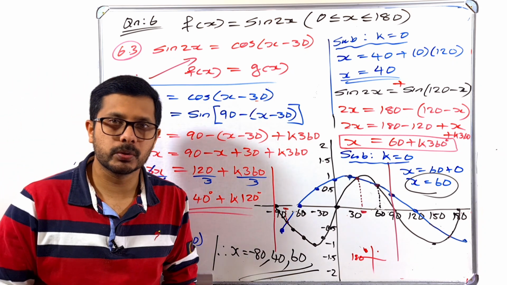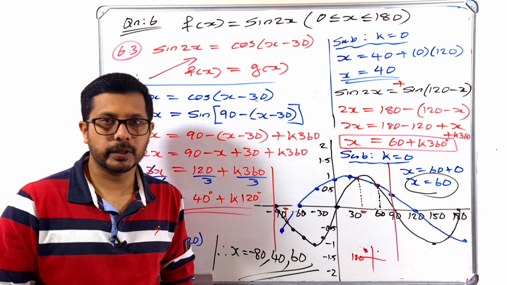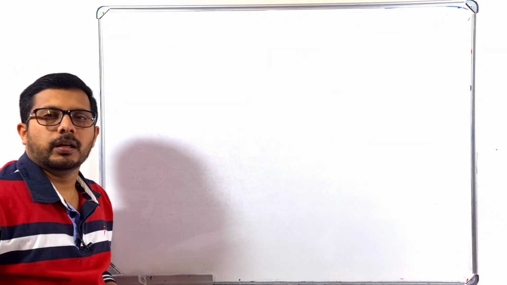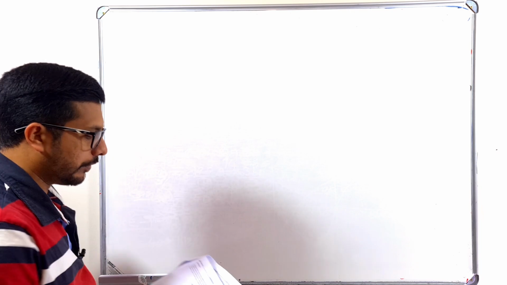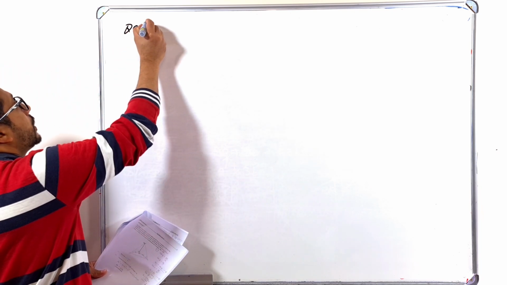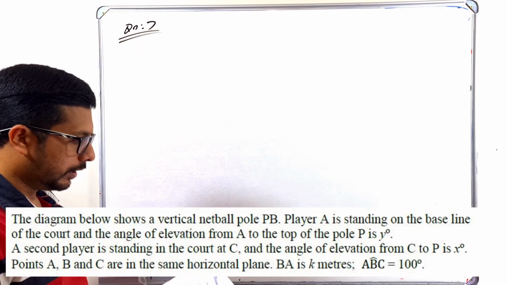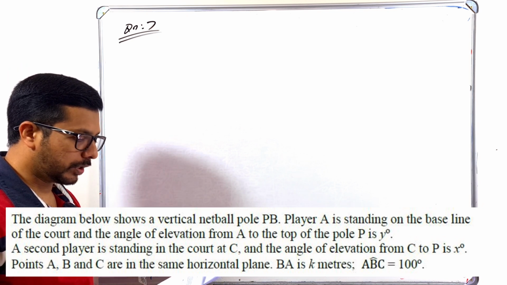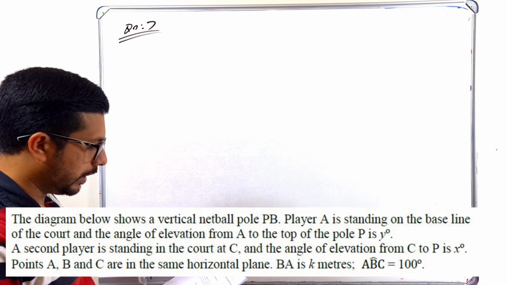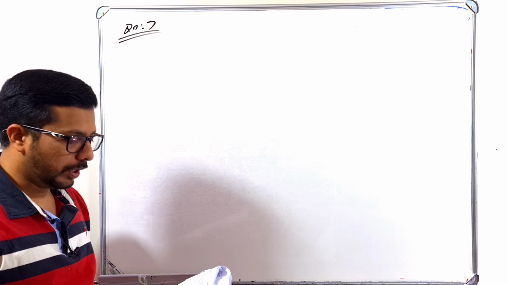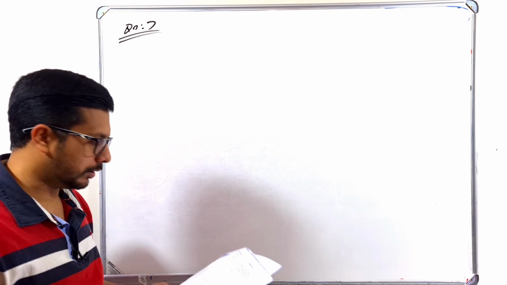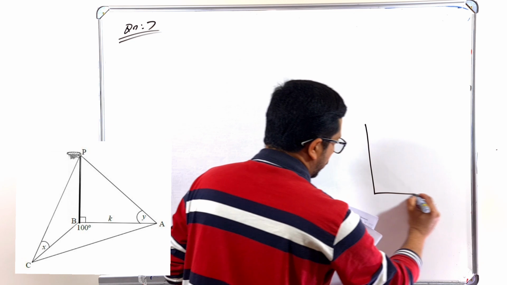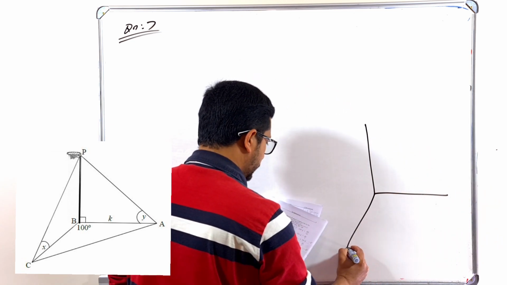Now let's move to the next question, question number 7. What is that question? The diagram below shows a vertical netball pole PB. Player A is standing on the baseline of the court, and then the angle of elevation from A to, etc. First let me draw that diagram given. So there is a diagram given like this.